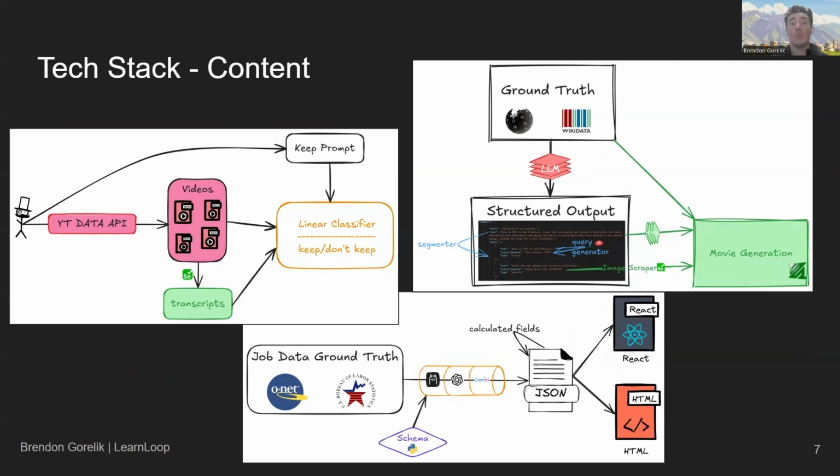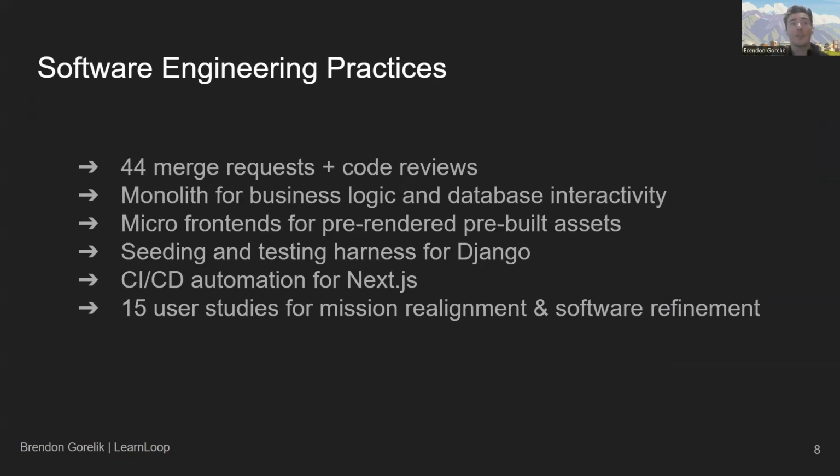From there was either a composition stage or a classification stage to A, evaluate the content, or B, create new content. Lastly, for our software engineering practices, we had 44 merge requests and code reviews, and our main application was split from microservices into a monolith in order for better scalability and faster development experience. We also had micro front ends for pre-rendered and pre-built assets in order to optimize the compute and make it easier to have multiple repos for a big development team.